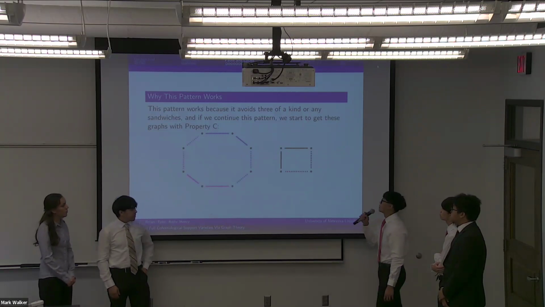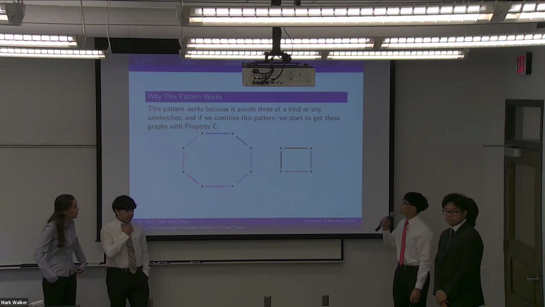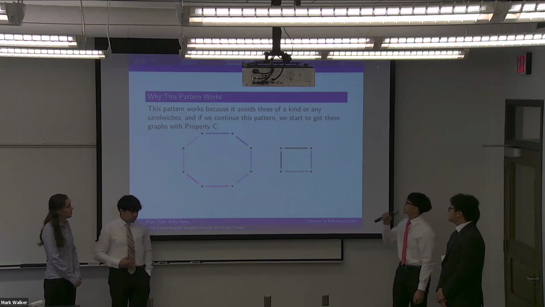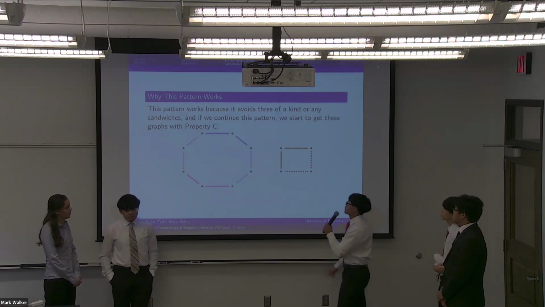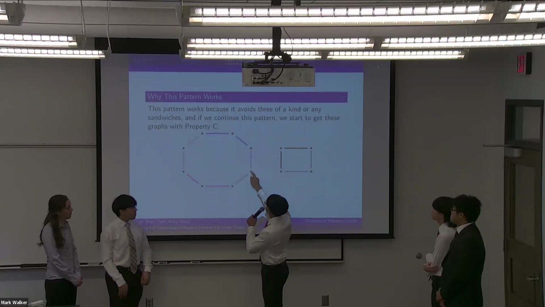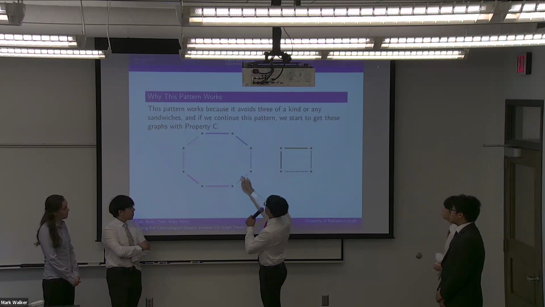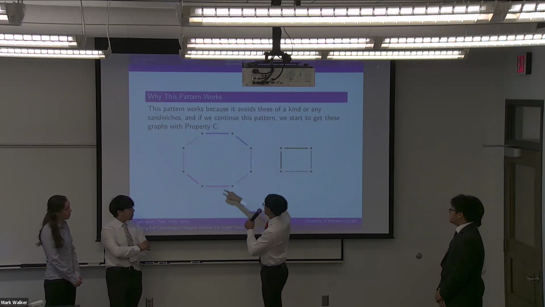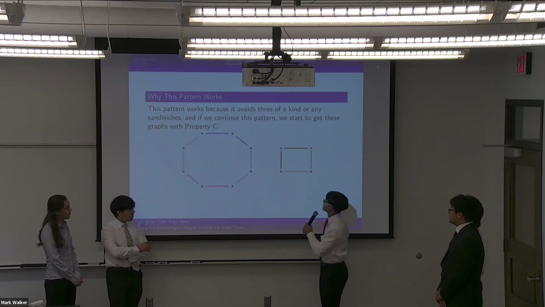So how do we know that this pattern works and why? This pattern works because it avoids the three of a kind that Gabby just mentioned, and any sandwiches. And if we continue this pattern, we start to get these graphs with property C. Notice how there's not three in a row and there's not a sandwich, as in there's not a shaded, gap, shaded, or vice versa. It follows the pattern of two shaded, two gap, two shaded, two gap. And another example would be right here, where there's two shaded and then two gap.